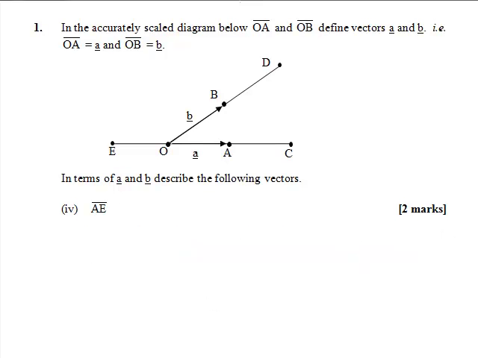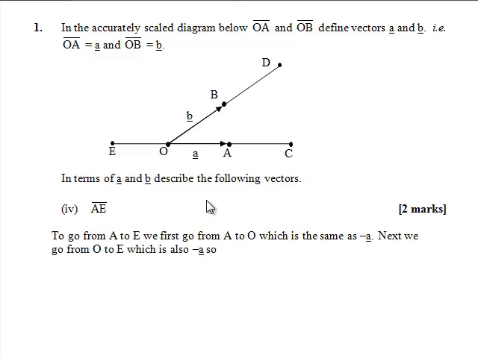Question 4. Go from A to E. Well, the first thing we do is go from A to O, which as we've just seen is the same as minus A, and then we go from O to E, which is again the same as minus A. So the journey from A to E is the same as minus 2A.